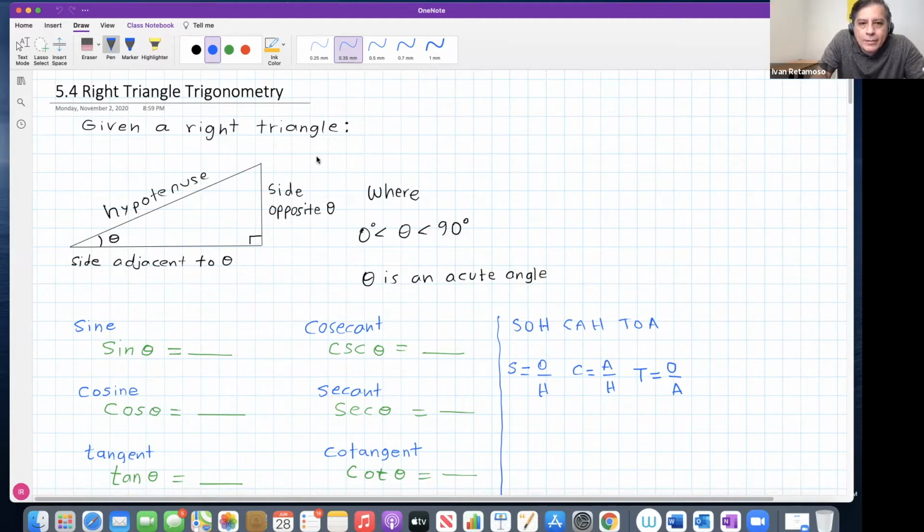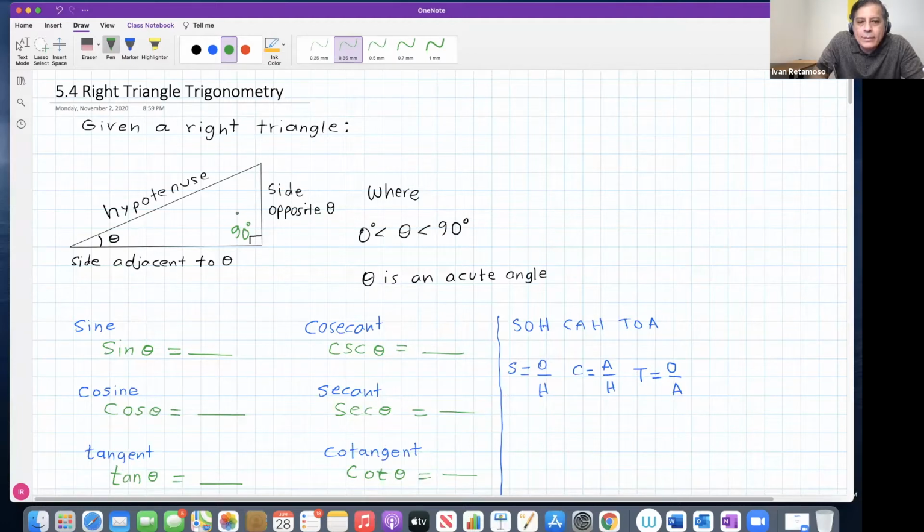Given a right triangle, meaning this guy is 90 degrees, right? You will always see this corner. Then we can always think of an angle between 0 degrees and 90 degrees here. Let's call it theta. And also we can see three sides for this right triangle, right? The longest, the one opposite the 90-degree angle, the corner, is called the hypotenuse.